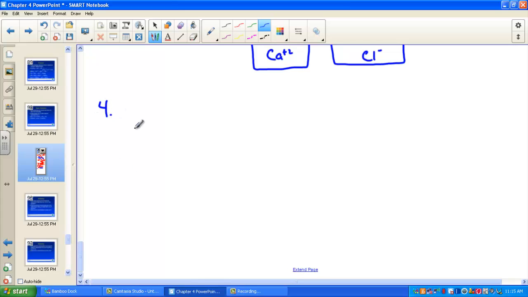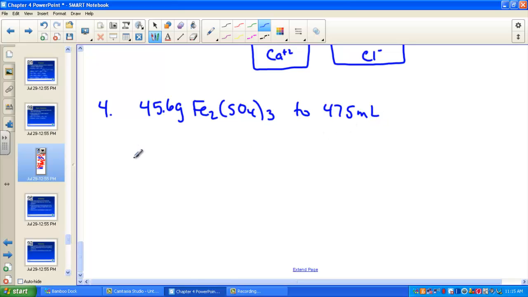Let's read through number 4 and take yet another example. We'd like to calculate the concentration of a solution made by dissolving 45.6 grams of iron 3 sulfate. We're going to put that into 475 mLs of solution. We'd like to know the concentration, which is asking us to find molarity. So that's our target. What's the molarity? And then I see underneath that we'll talk about each ion as well.